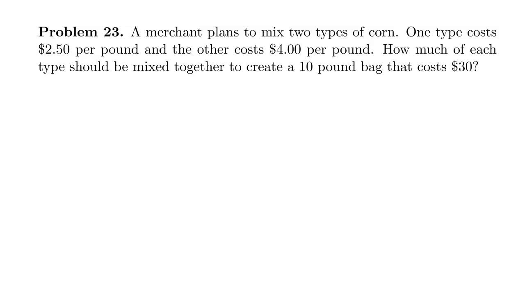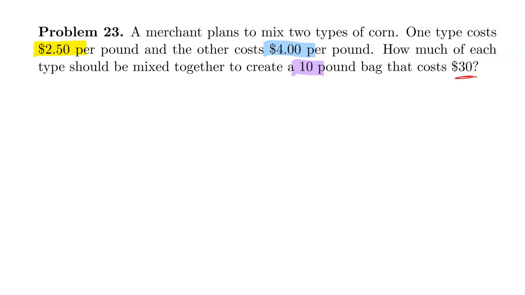Problem 23 presents us with a word problem. A merchant plans to mix two types of corn. One type costs $2.50 per pound, and the other costs $4 per pound. How much of each type should be mixed together to create a 10-pound bag that costs $30?